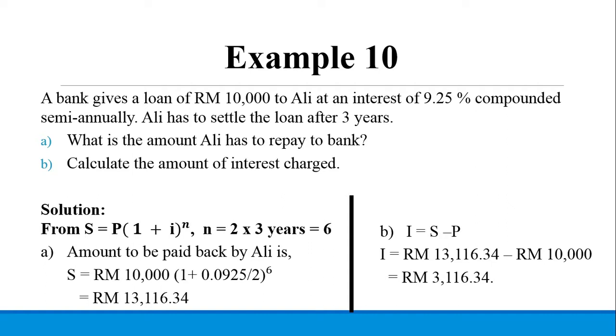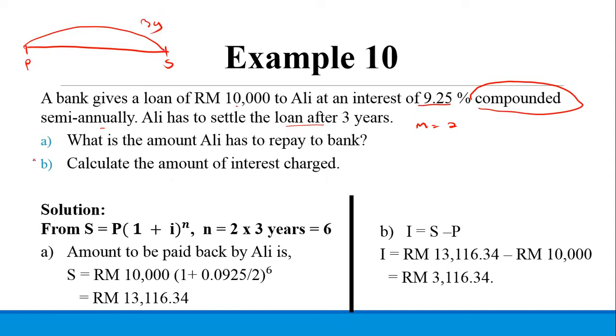Okay, a similar case, I know you can do this one. If given a loan, you have a loan of 1000, yearly interest is 9.2. Make sure it's already compounded, not simple interest. When they say compounded semi-annually, it means that M equals 2. Settle the loan after 3 years. Try to do a timeline, P and S for 3 years. It's compounded semi-annually. So what is the amount Ali has to repay the bank?